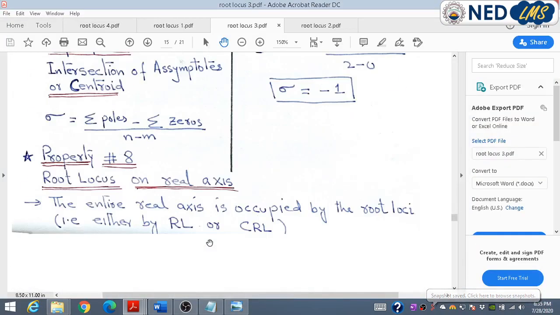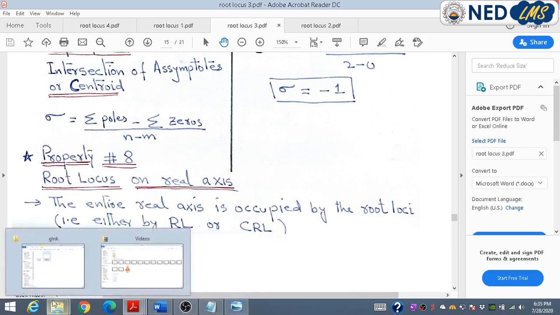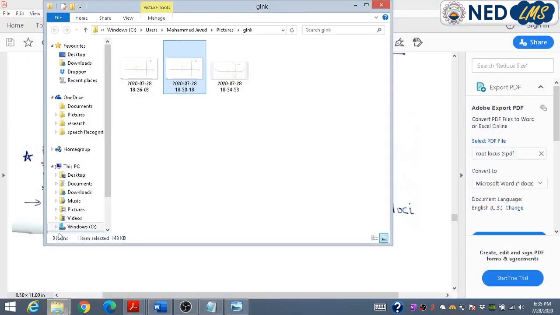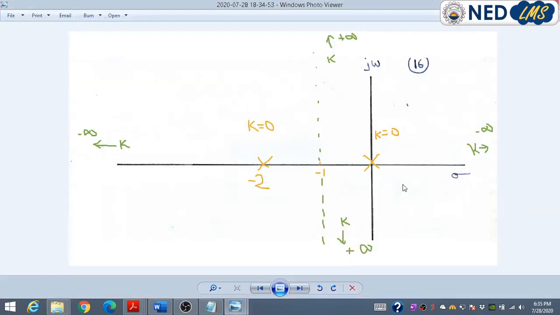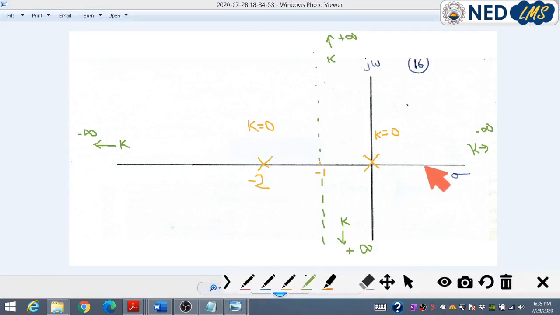Property number 8 says the entire root locus is occupied by the complete root loci, either by the CRL or by RL. So we have to identify which portion represents CRL and which portion represents RL. Here we have to apply the condition on angle. First of all, I have to find out whether this portion belongs to CRL or RL. The method is, first of all, take a search point here. Suppose this one is the search point.